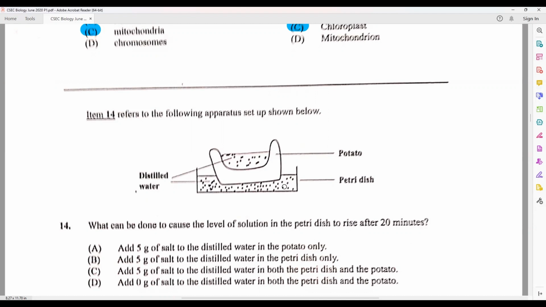And the only way for that to happen is that you need to add some salt to the water in the Petri dish, right? That will allow osmosis to occur and pull the water from on top of the potato into becoming part of the water of the Petri dish. So 14 is B.